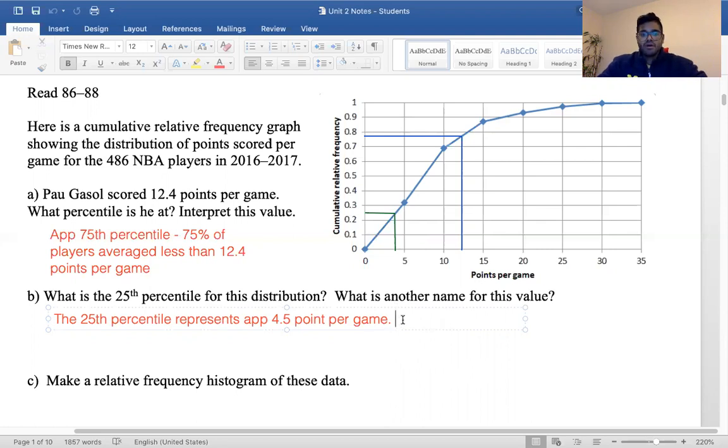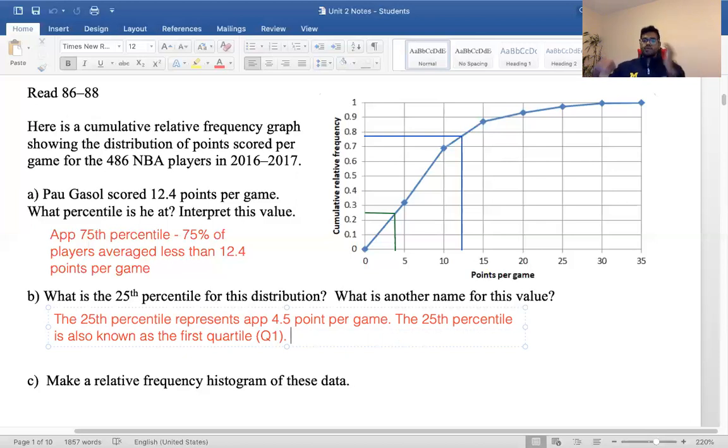Okay, and now, is there another name for this value, the 25th percentile? The 25th percentile is also known as the first quartile, or in symbolic form, Q1. Okay. Quartile meaning we divide the whole group into quarters, so 25th, 50, 75, and then 100. So that's where that comes from. And quartiles are going to be pretty important here as we go along. And you guys see, I've seen it with box plots as well.